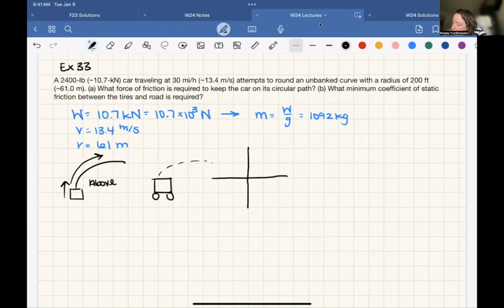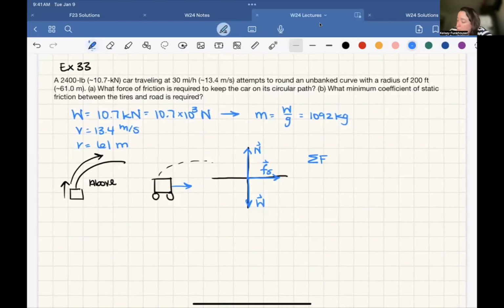So we have our weight force, normal force up. And then the center of the circle is in that direction from this behind-the-car vantage point. That's the direction our static friction force needs to be. Okay, cool. Now we can do our sum of forces equation.